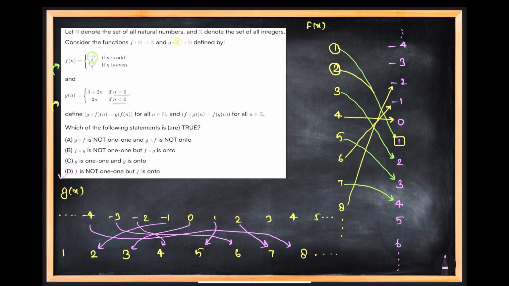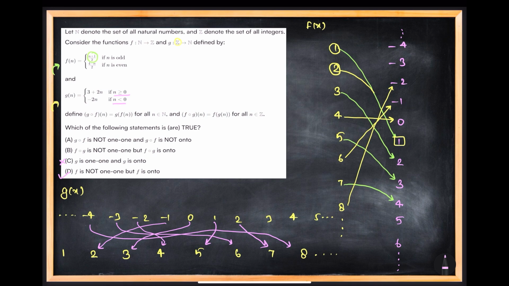Okay, now look at option C. C is one-one function. Yes, C is a one-one function because every person is connected with a different person, and they are saying that g is onto, meaning codomain equals range. So if you observe the diagram, you can find out that this one is not connected with any other person. This means it is an into function, not an onto function. So option C is wrong.